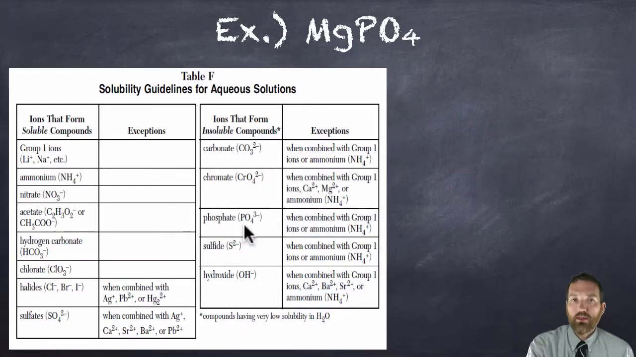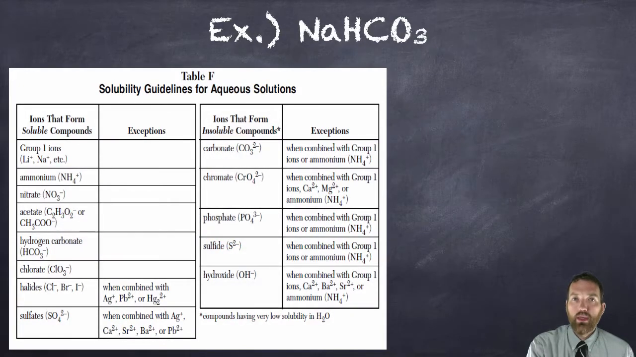Our cation is magnesium. We look to the exceptions on the right. Phosphates are insoluble unless they are combined with a group 1 ion or ammonium. Magnesium is not group 1, it's group 2, and magnesium is not ammonium, so we don't move our finger. Our finger stays in the middle, which means we are in an insoluble compound. Insoluble means it is solid. It is a precipitate.